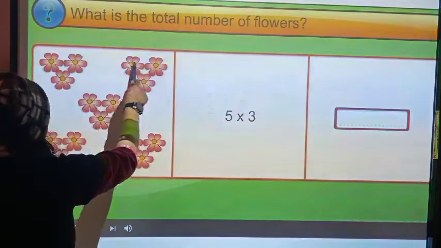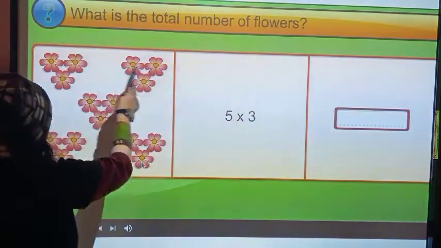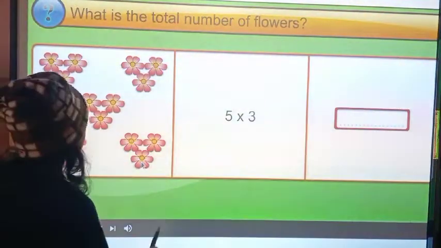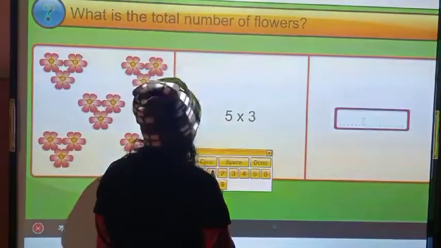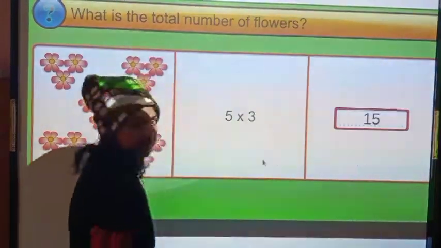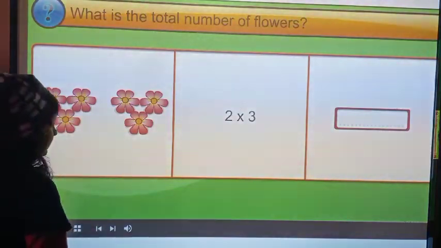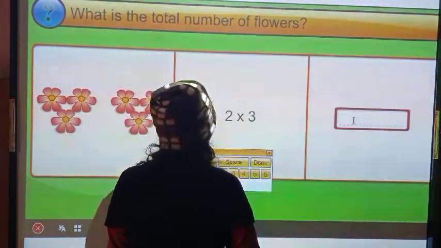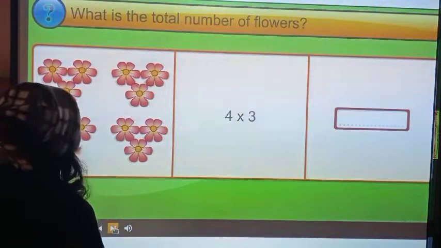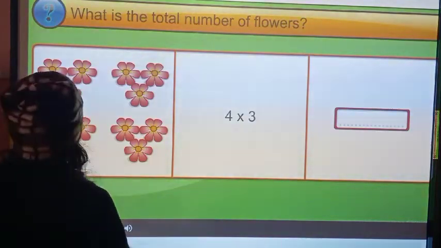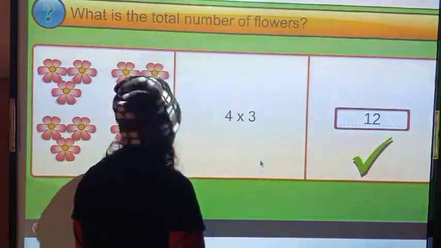1, 2, 3, 1, 2, 3, 1, 2, 3, 1, 2, 3, 1, 2, 3. There are 1, 2, 3, 4, 5 groups, and in each group there are 3 flowers. Next one, what is the total number of flowers? 1, 2, 3, this is 12.